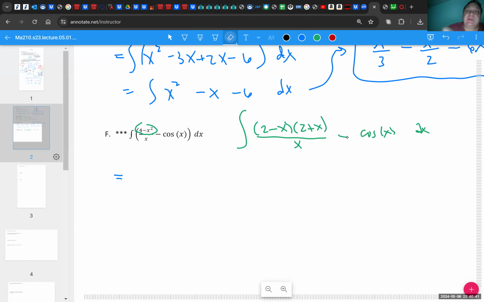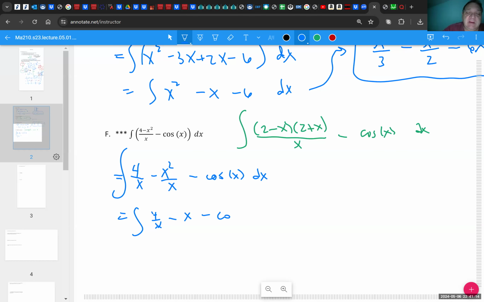This is actually another distributive property problem, but distributive with a division instead of a multiplication. So you may recall that we've done this a few times before. We can divide each of these things by x. That is the distributive property. Oops, I forgot my integral sign. All right, and now I'm going to simplify these just a little bit. 4 over x, I'm going to leave the way it is. x squared over x is just x, and cosine x is just cosine x.